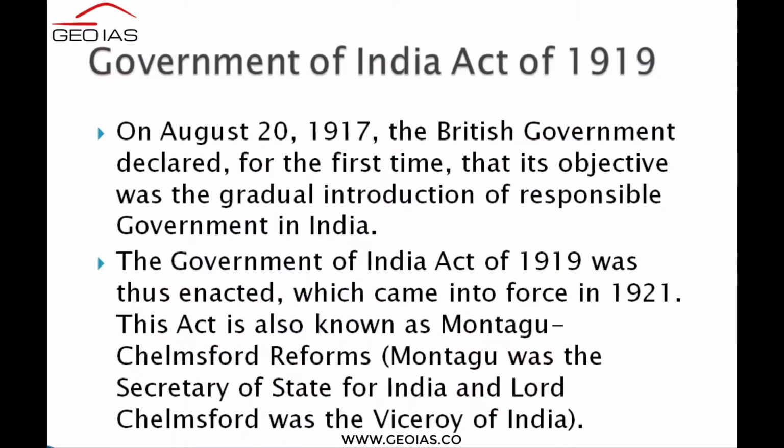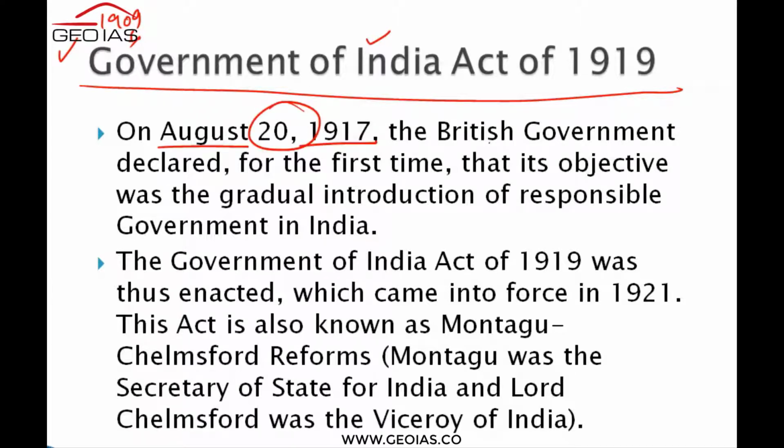And as 1909 was completed, the British Parliament enacted another act called the Government of India Act 1919. On August 20, 1917, the British government declared for the first time that its objective was the gradual introduction of responsible government in India.